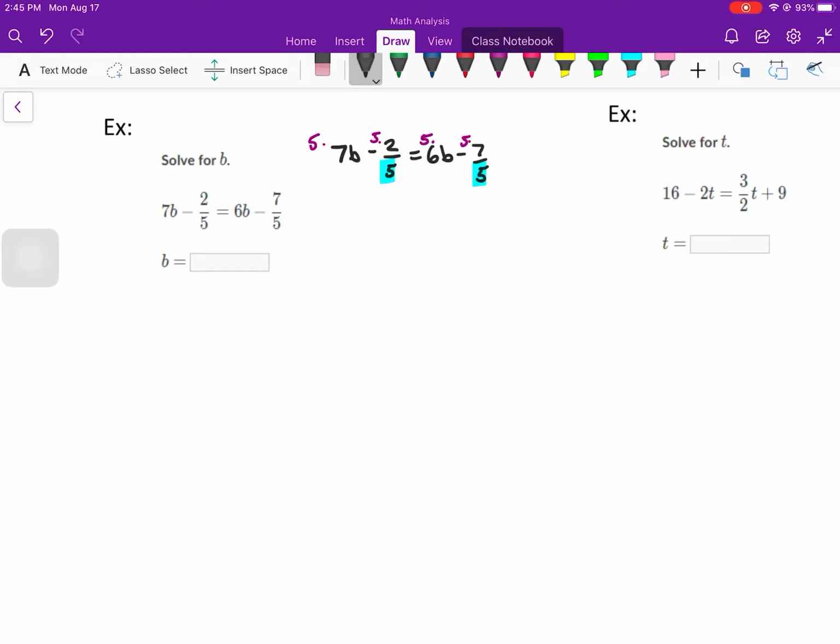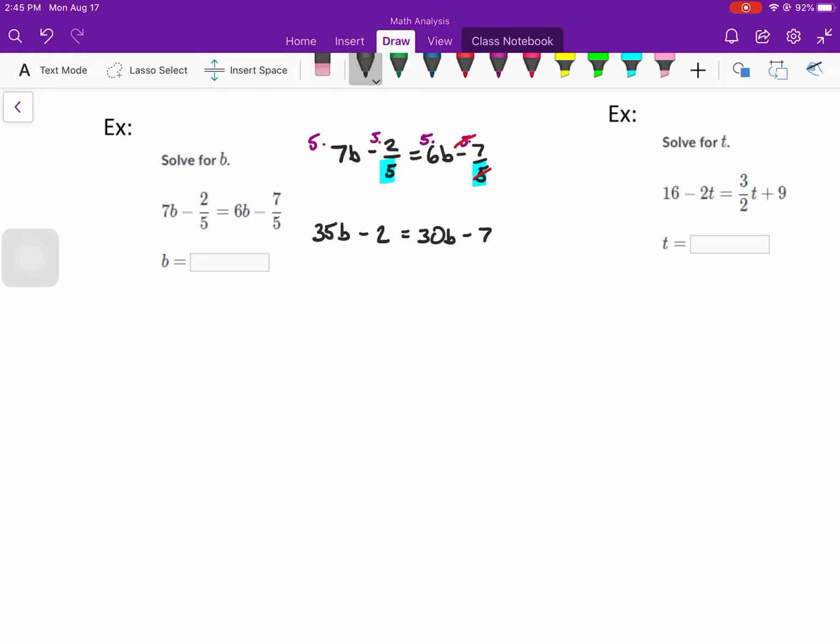So 5 times 7 is 35b. Minus, and the whole purpose of this, the 5 times 2 is 10 over 5. It's just going to be 2. Basically, the 5s cancel out, and it just leaves us with the 2. And then 6 times 5 is 30. Notice there's nothing in the denominator there. And then 5 times 7 is 35 divided by 5 is just 7 again. Once again, notice that it's really just the 5s canceling out. So that's just going to be minus 7.